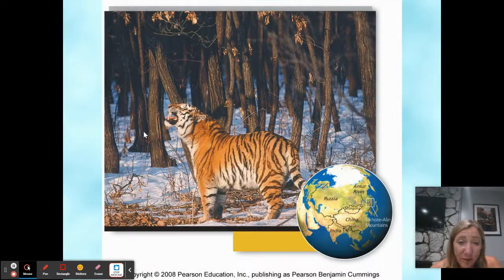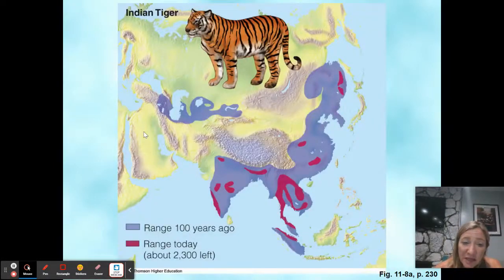So here's an example of a tiger species. This is the Indian tiger. A hundred years ago, the orange used to be its range, so quite a bit of range. And now the reddish-pinkish color is where the range is now. There's only 2,300 left. And this is an old slide, so there's probably even less now.